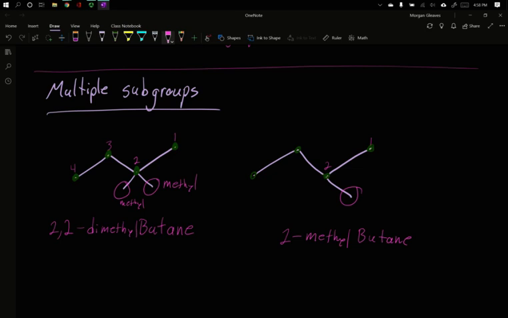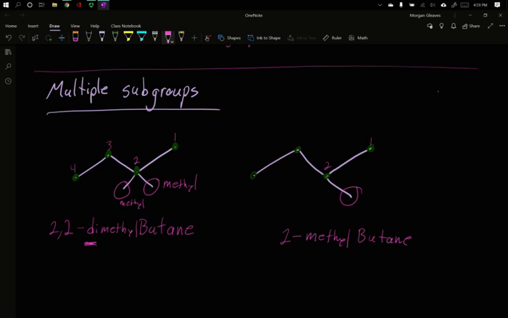There's a methyl. Where's the first one? It's on carbon 2. There's a second methyl. Where's that one? Oh, it's on carbon 2. You list the number twice, once for each subgroup there. Well, that's not enough on its own. We also have to tell you how many methyls are on the molecule. And so the di is telling us that there are multiple methyls on this molecule.